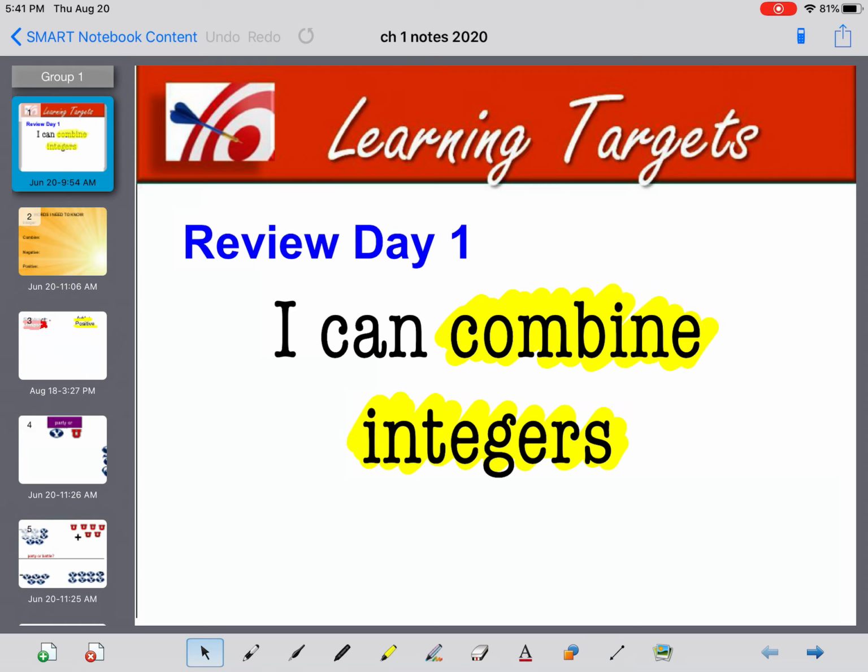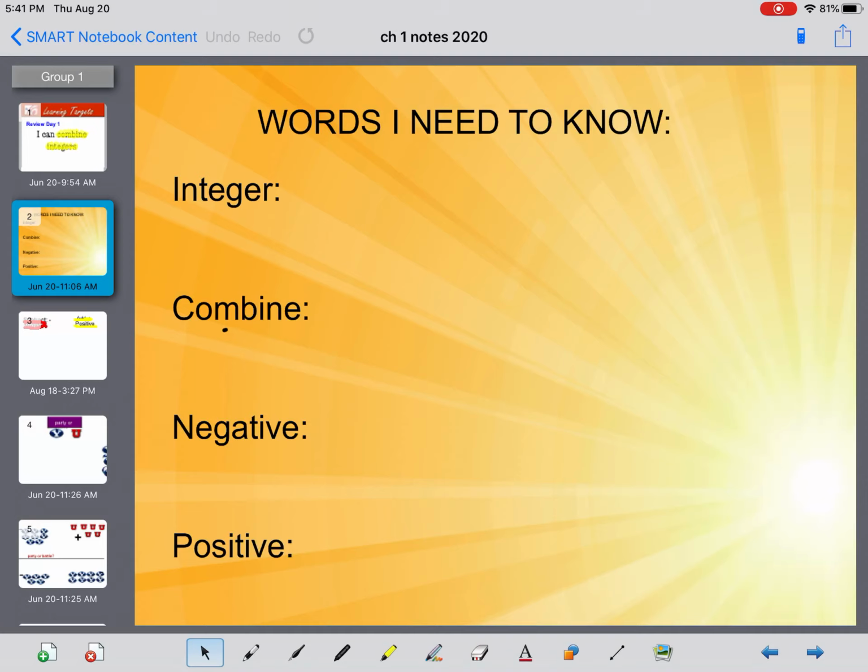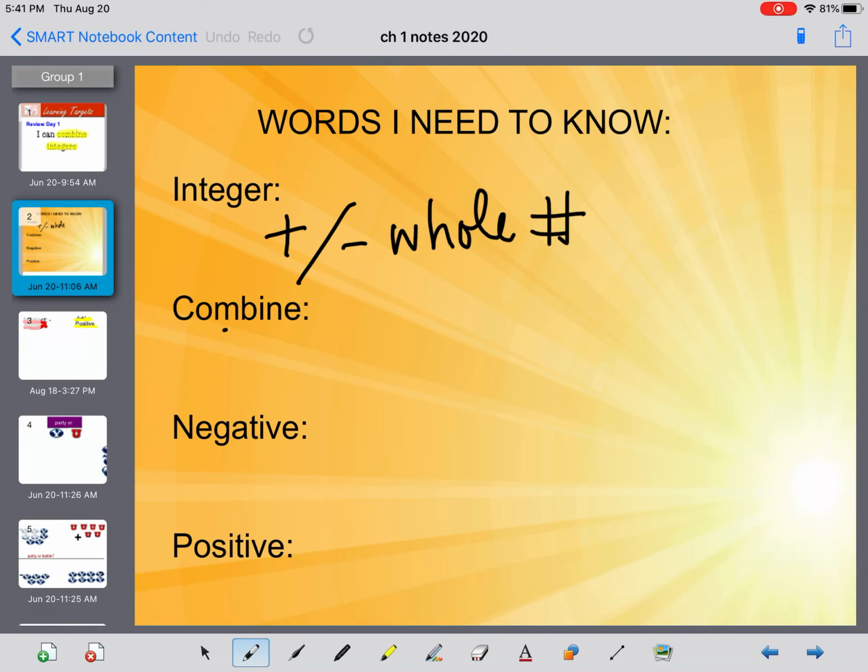Today is review day 1, 7th grade review, and we are going to be working on combining integers. Okay, so what is an integer? We have to remember back from 7th grade what an integer is. And remember, an integer is a positive or a negative whole number. The thing that makes integers different from any other number is that it can be positive or negative. It has a sign. The positive and the negative are what we call its sign.